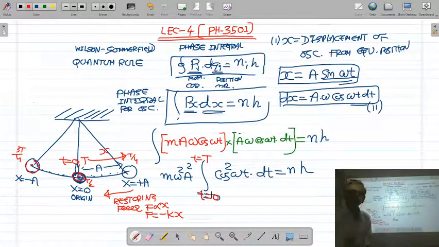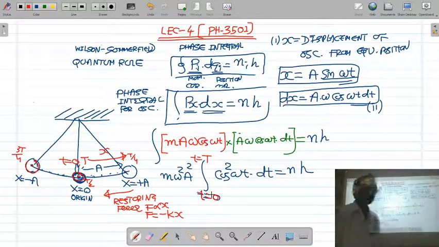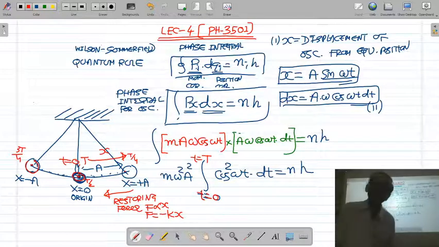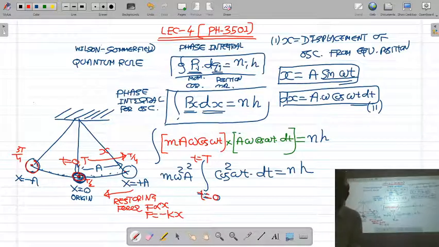So what is periodic time? Periodic time is the time to complete one oscillation. So when the oscillator starts its oscillation, time is 0. For 1 by 4 oscillation, time will be T by 4. Half oscillation, T by 2. 3 by 4 oscillation, 3T by 4, and when the oscillator completes one oscillation, the time is T. That is called the periodic time. Okay. Next.